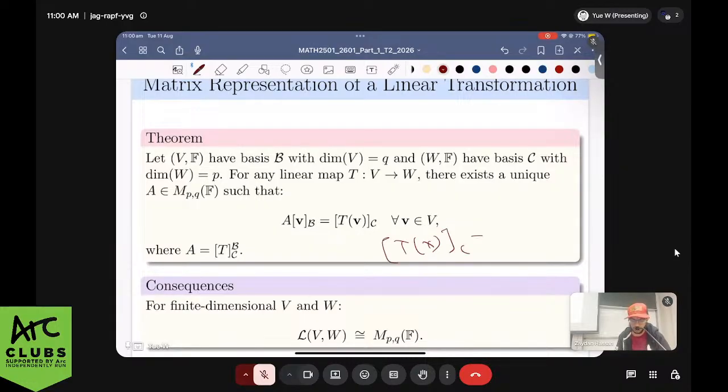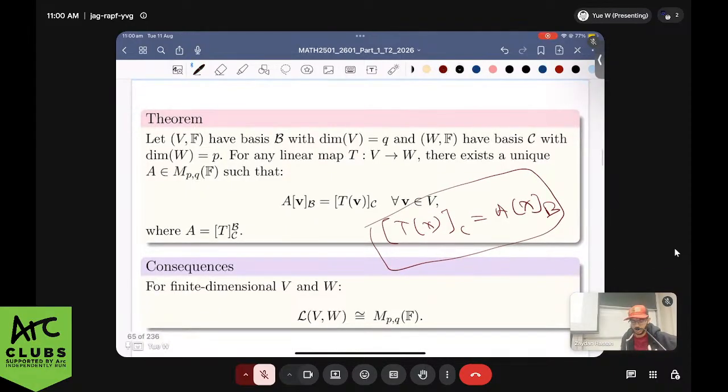T[x]_C = A[x]_B. I don't know, I just kind of remember it like this, it has a nice ring to it. But that just means where you take T of any input x, take the coordinate vector with respect to C, which is a basis in the codomain, and it will be a matrix A, which is just a normal matrix, times the coordinate vector of x with respect to B.